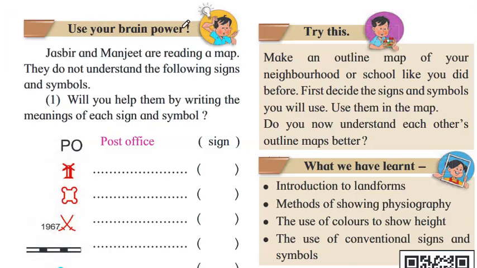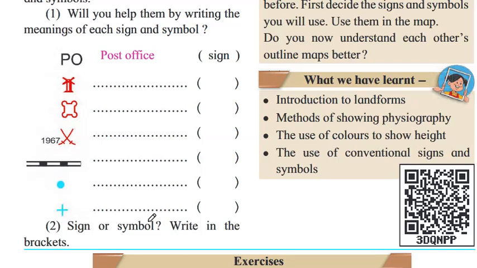Use your brain power. Jasbir and Manjeet are reading a map. They do not understand the following signs and symbols. Will you help them by writing the meanings of each sign and symbol? Post office. Write the sign or symbol in the brackets.